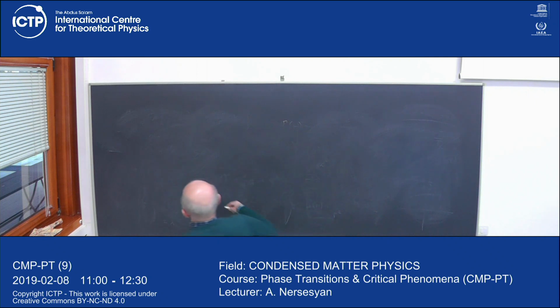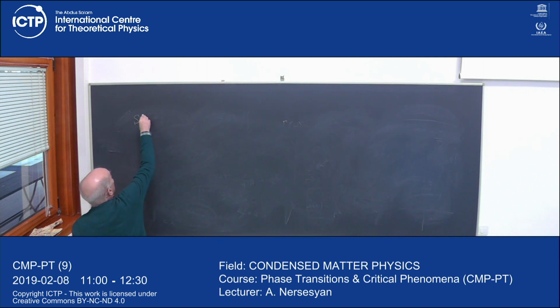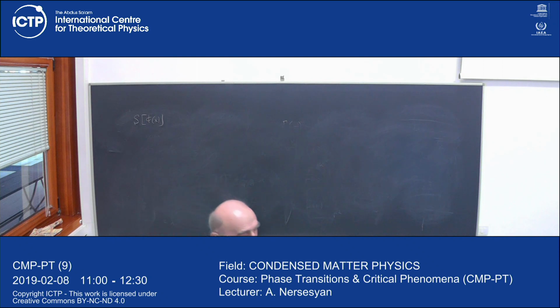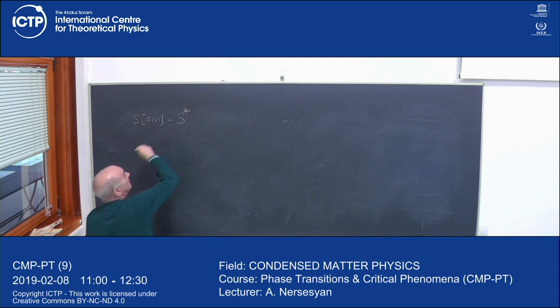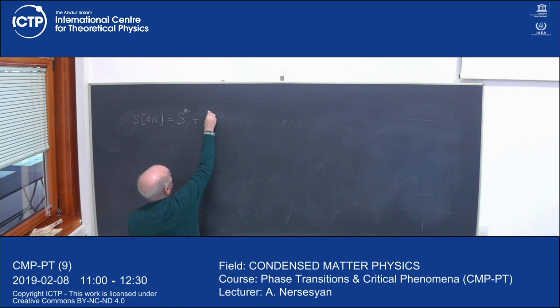So, let us assume that we have an action which is a function of some field, or better to say, fields, that's plural. The number of fields may be more than one. The field may be a vector field, having many components, and they may be physically different fields. So I assume that this is a fixed point action, which is scale-invariant, which describes some critical state of the system. But this is not all. I would like to perturb it in the following way.